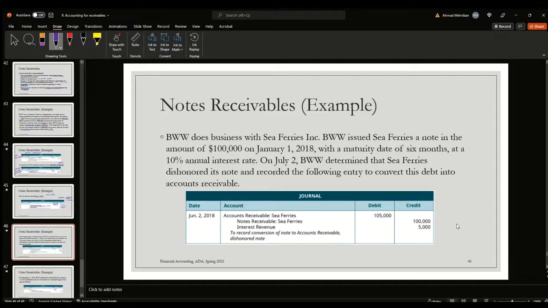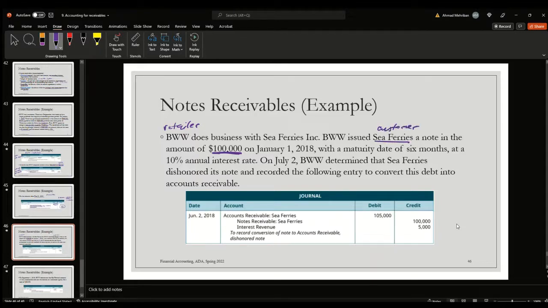It's a different example. The retailer BWW does business with Seaferries and issues Seaferries a note in the amount of 100,000. If you need more time to read it, just pause and read it carefully until you understand, and then join me back. So the retailer issues its customer 100,000. Again, the retailer is BWW and the customer is Seaferries.